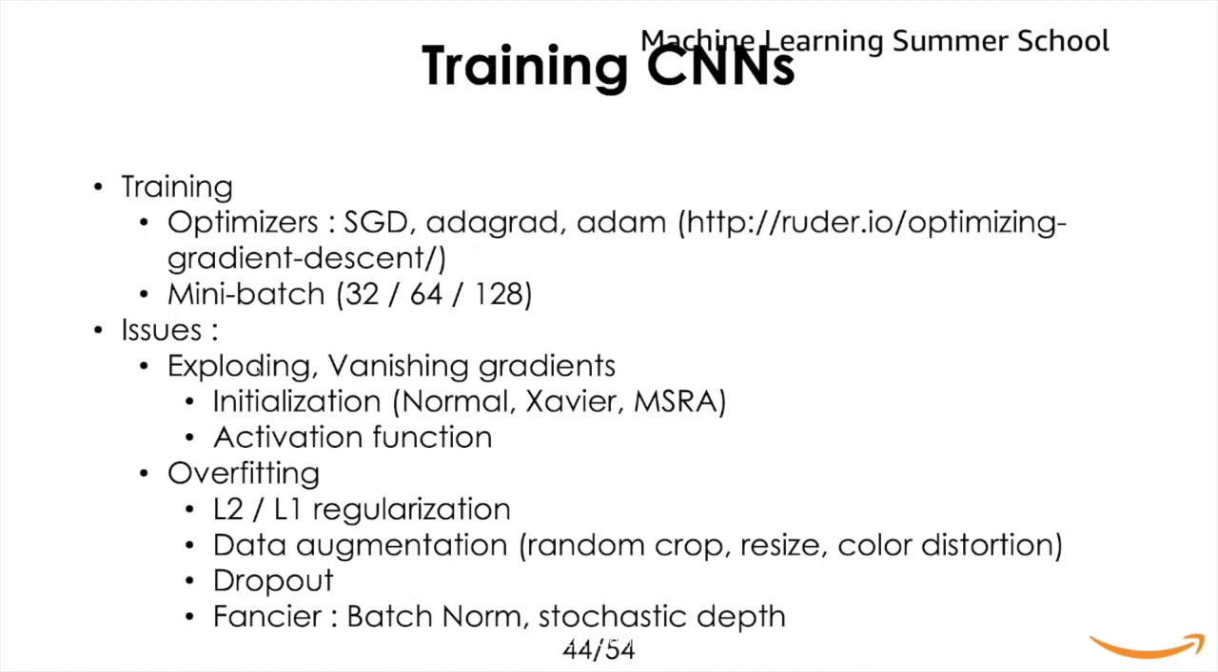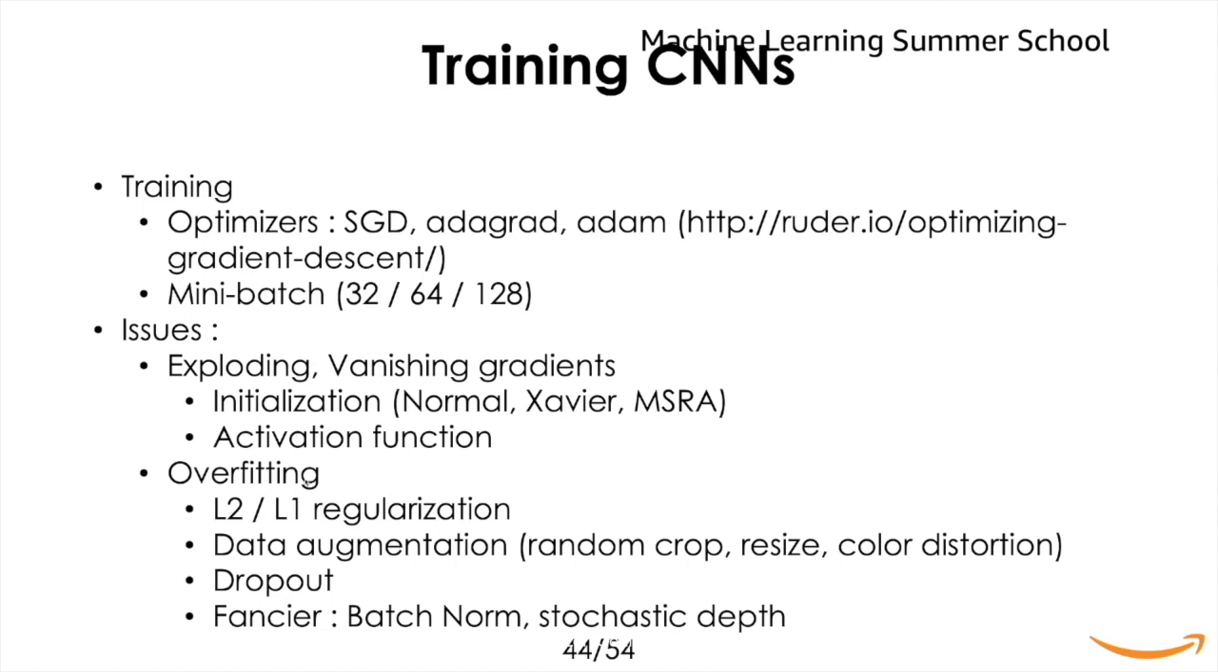What are the issues that come up? Exploding and vanishing gradients. We have discussed a little bit about vanishing gradients and the ways to get over it. Residual connections is one. Exploding gradients you can get over by doing gradient clipping. And you also need to think about the right initialization to use for your weights and the right activation functions to use. And the problem is overfitting.